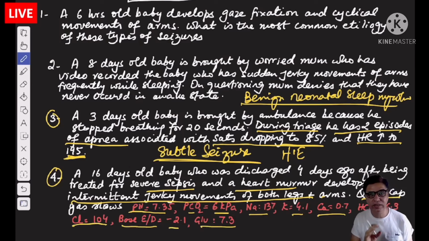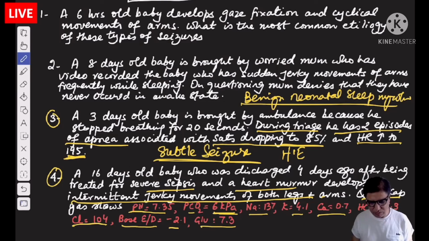I told you earlier that cap gas can give you very good information to start with. So look at the pH. pH is 7.35, which is normal. I mean, it's at the lower end of the normal, but still it is normal. PCO2 is again within the normal range. 4.5 to 6 kPa is normal. Again, I would call it at the upper range of the normal, but still normal.